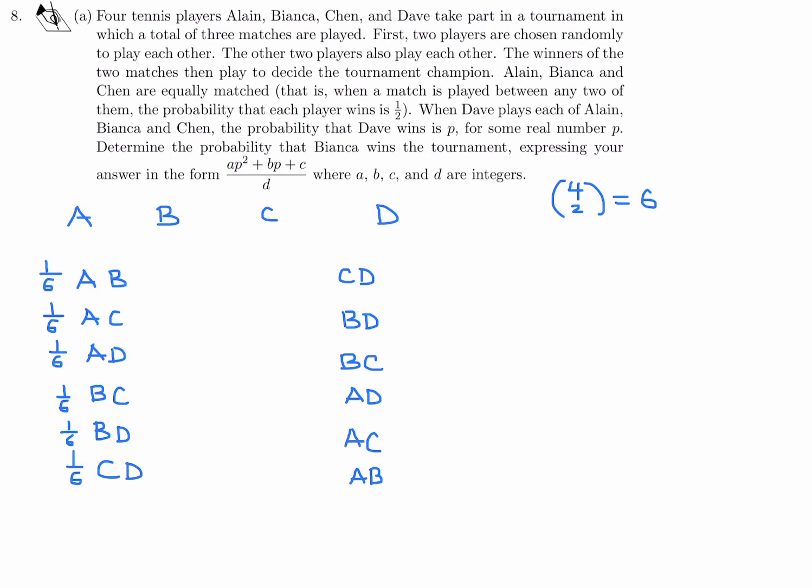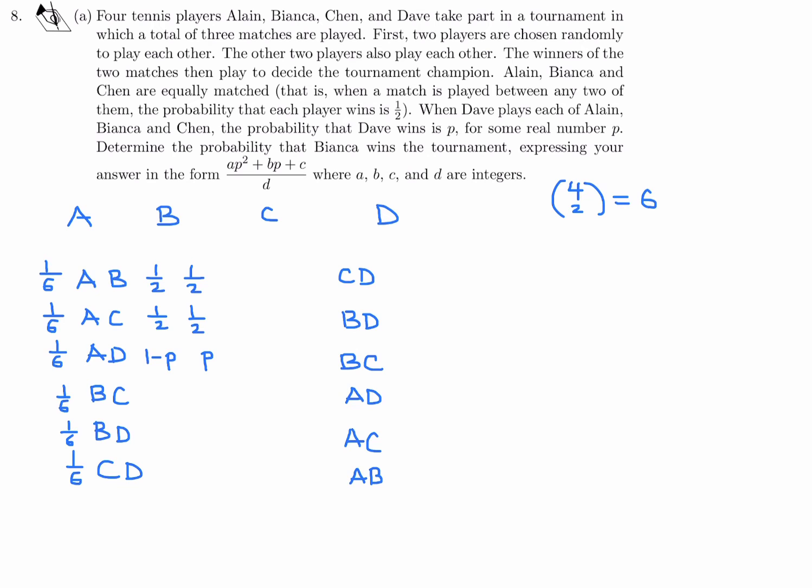Okay, now we have to start talking about probability. A, B, and C are equally matched. That means when they play each other, each player has a probability of a half of winning. So the probability of A winning here is a half. Probability of B winning here is a half. Very similarly, a half and a half. But when Dave gets involved, he has a probability of winning of P. So P for Dave, but the other guy would be 1 minus P.